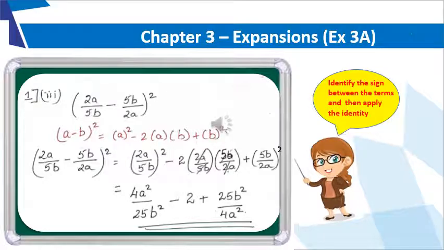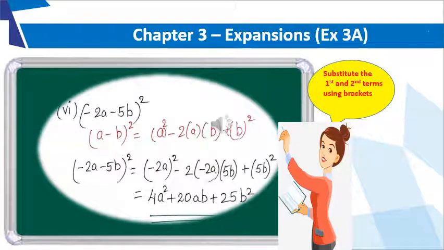Hence (2a upon 5b minus 5b upon 2a) the whole square is equal to (2a upon 5b) the whole square minus 2 multiplied by 2a upon 5b multiplied by 5b upon 2a plus (5b upon 2a) the whole square. The result will be 4a square upon 25b square minus 2 plus 25b square upon 4a square. Note, 2a in the numerator, 2a in the denominator gets cancelled. Similarly, 5b in the numerator and 5b in the denominator also gets cancelled.